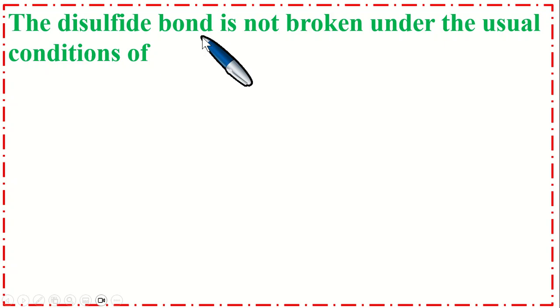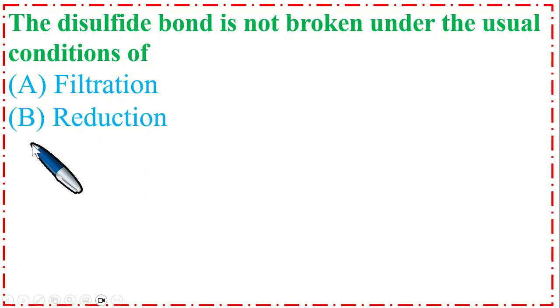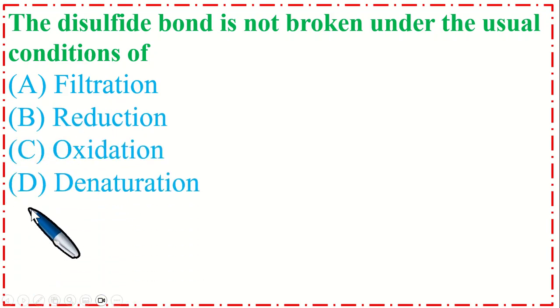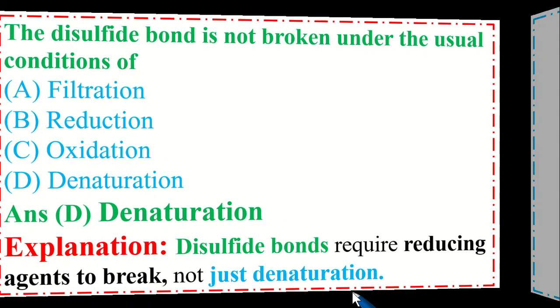The disulfide bond is not broken under the usual condition of option A, filtration, B, reduction, C, oxidation, and option D, denaturation. So the correct option is D, denaturation. Disulfide bonds require reducing agents to break down the bonds, not just denaturation.